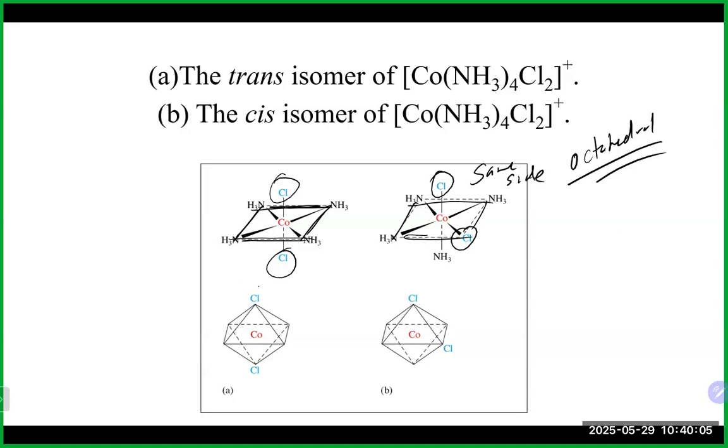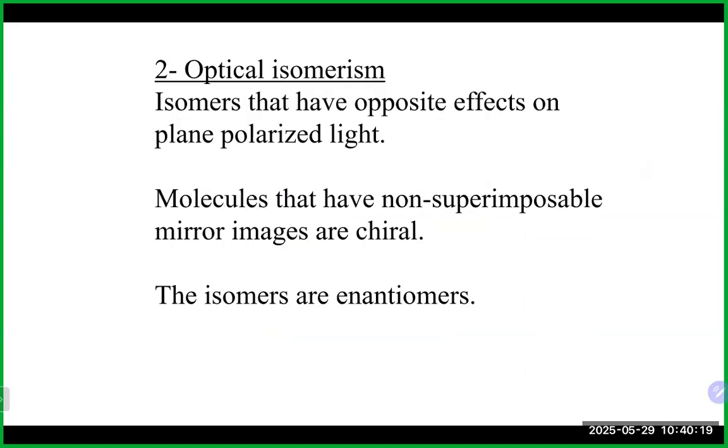So in octahedral, if we're on opposite sides of the plane in the middle, it's trans, and if we're on the same side, it's going to be cis. We would name these the exact same way. It's just that sometimes they'll put cis or trans in front of them.